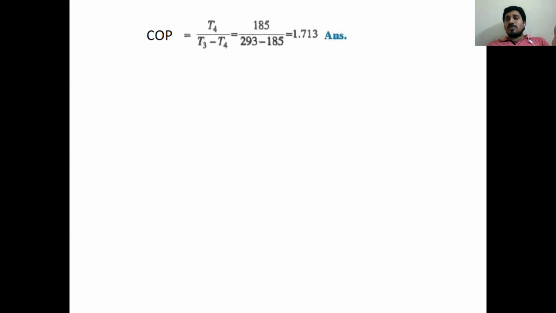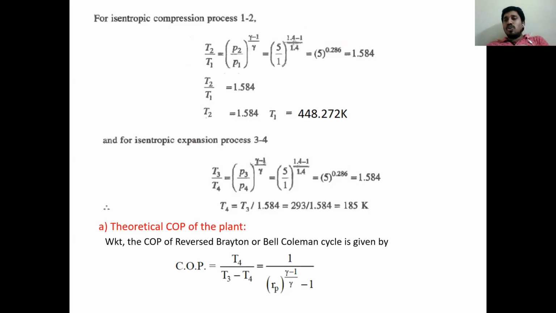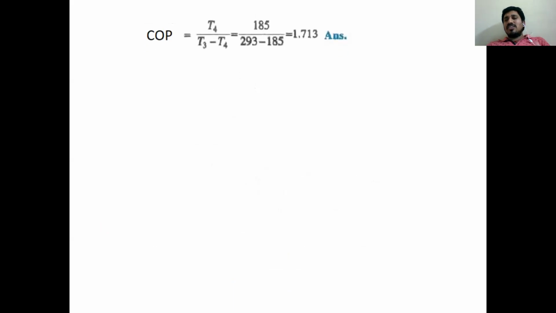Otherwise, you can also go with pressure ratio. Pressure ratio means P2 by P1. P2 is 5, P1 is 1, so that value comes as 5. The pressure ratio in this problem is 5. So you can also determine COP with pressure ratio, but for that case you have to select the second one, 1 by Rp to the power gamma minus 1 by gamma, minus 1. But here I select the temperatures equation. So T4 is 185, T3 is 293. Finally, the COP value has come as 1.713.